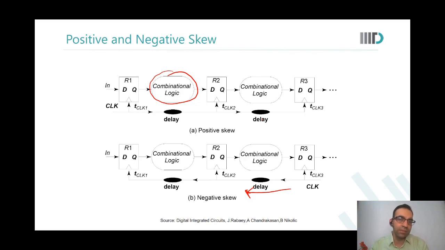Are you able to see this? Hello? So why is that? Can you elaborate? So the clock arrived here at TCLK1. Yes, sir. Clock arrives here at TCLK2. Yes, sir. Let us say the combinational logic has a delay of TCOMB.